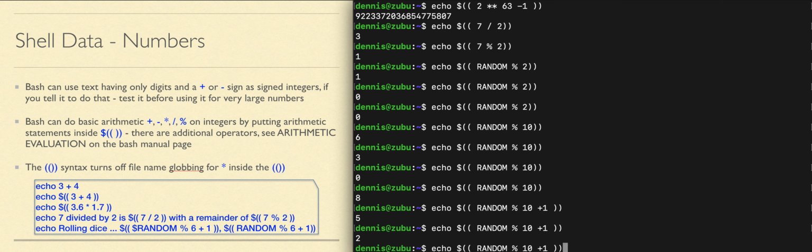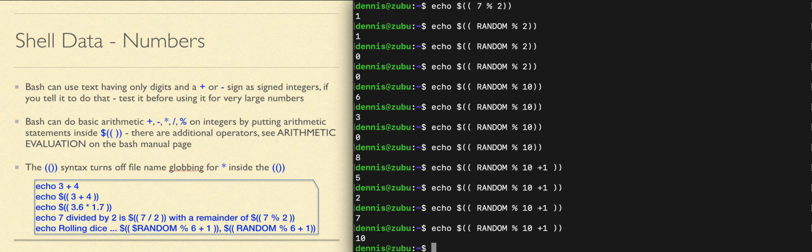Dividing by 10 and getting the remainder gives me a result from 0 to 9, but since I want it from 1 to 10, I take from that 0 to 9 and just add 1, which makes it 1 to 10. Now I'll never get a 0, and I may get a 10.